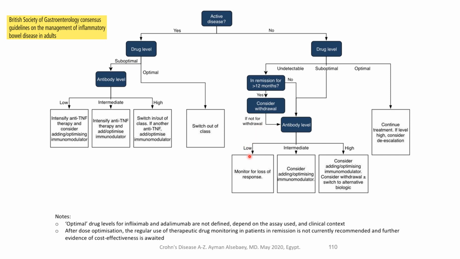If it is low, monitor for loss of response. If it is intermediate, consider adding an immunomodulator. If the antibody titer is high, consider adding or optimizing the immunomodulator and consider withdrawing or switching to another alternative. If the drug level is undetectable and the patient achieved remission, we may consider withdrawal.